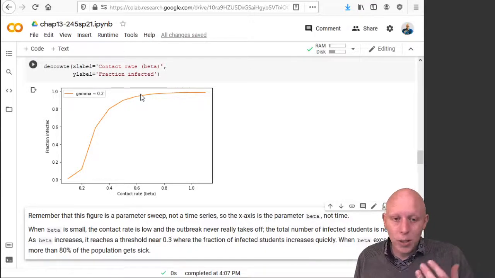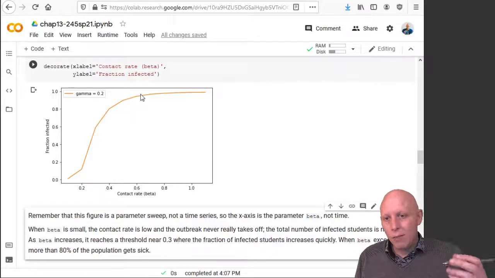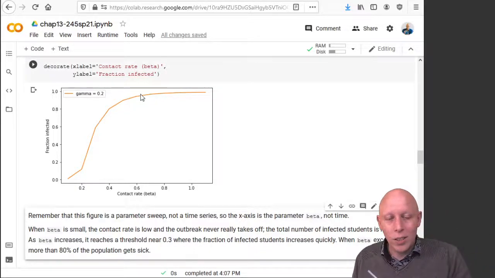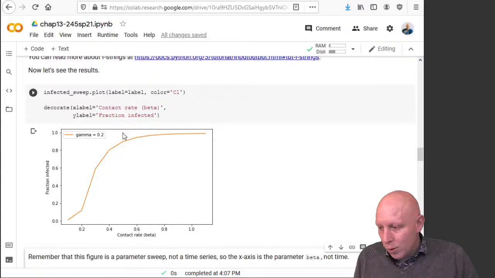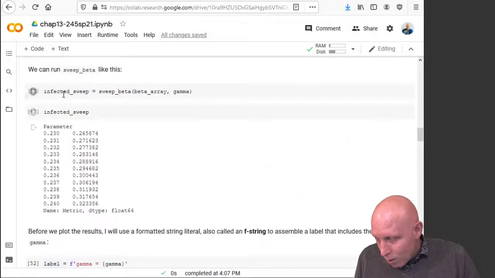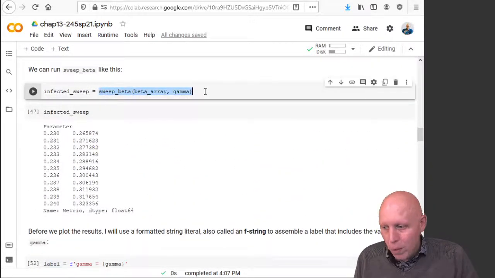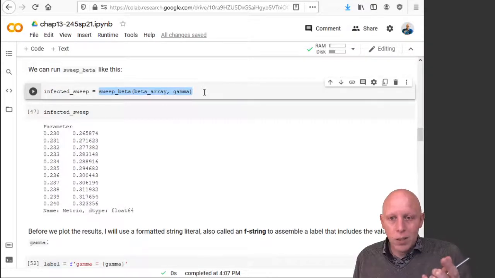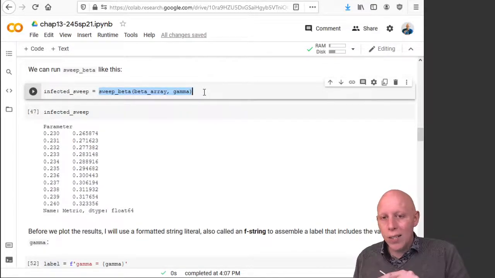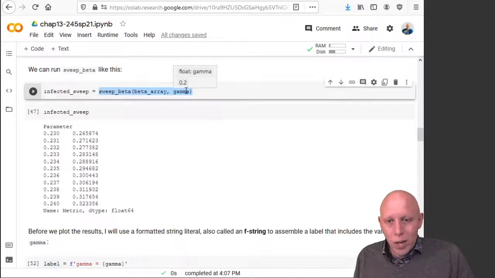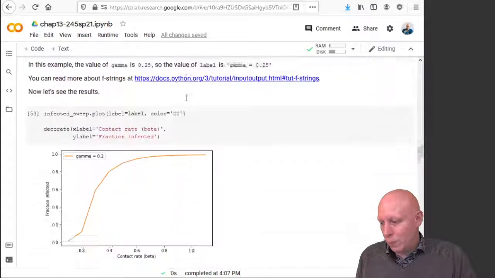So a natural question here is, what happens if we have different values of gamma at the same time? So we vary beta and gamma at the same time. And that's what's happening in the next section of these notes. What we were doing right now is running our code where we were sweeping beta with a fixed gamma. And now we'll create a plot for different values of gamma at the same time. So really we're sweeping both beta and gamma.